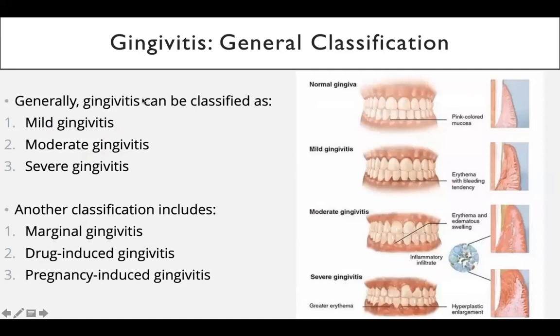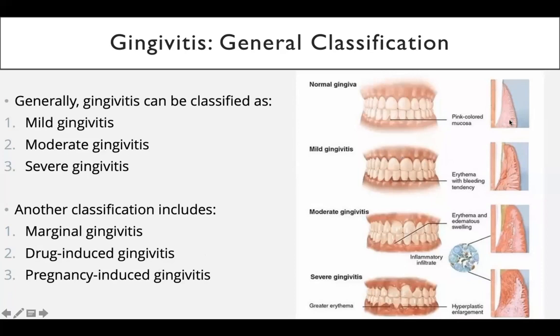General classification. Generally, gingivitis can be classified into mild, moderate, and severe. And there is another classification which is associated with another situation, such as marginal gingivitis, seen at the margins only, drug-induced like phenytoin, and pregnancy-induced gingivitis. So we have two classifications: general, and situation or associated. Mild, moderate, and severe gingivitis, and then marginal, drug-induced, and pregnancy-induced gingivitis.